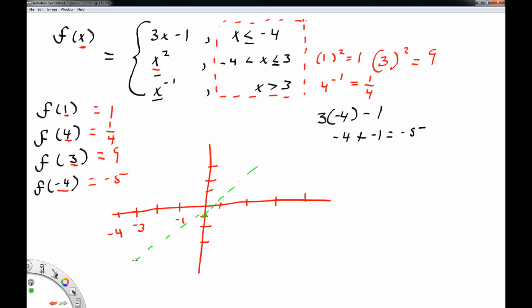But it's only going to be valid for less than negative 4. So it's only going to be valid in this region. So the solid line would represent where that's valid, because anything less than or equal to -4 is going to be this. Then you're going to do x squared, which is going to be like this.